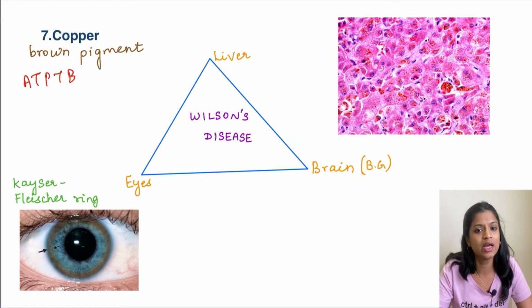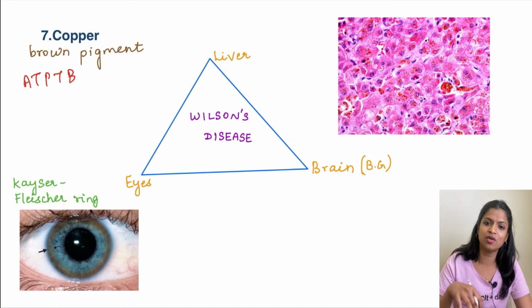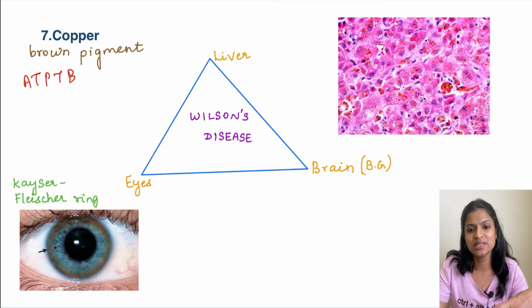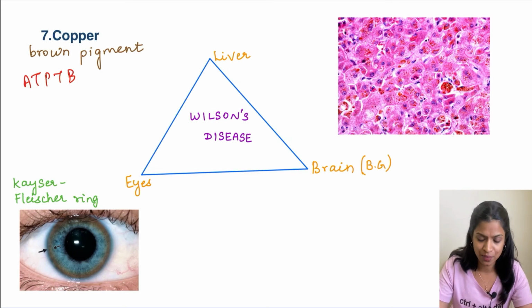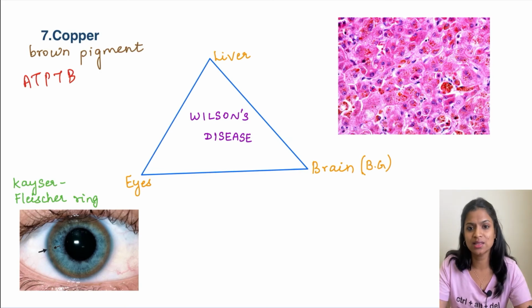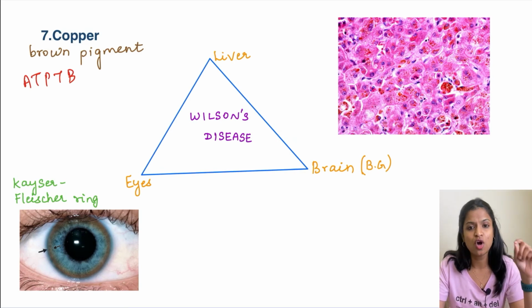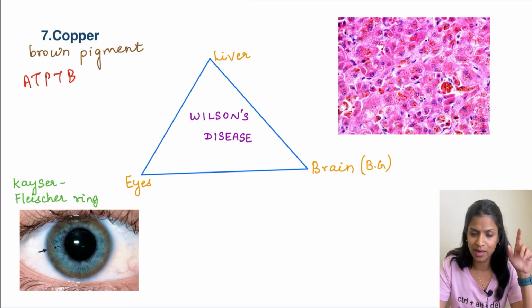Okay, so we'll be reading about Wilson's disease in detail when we are discussing the liver chapter. So I'll just give a brief introduction over here. So ATP7B defect is there, so copper is not getting excreted into the bile. So copper is getting accumulated inside the liver. So here again, it is a classical triad involving the liver, brain and the eyes. So copper deposition is seen in these three organs mainly.